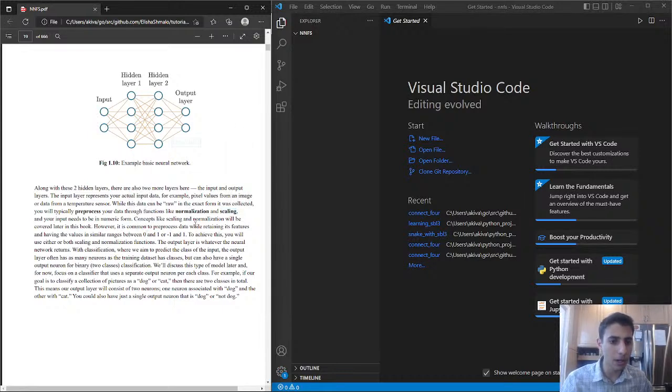So we want to pass in something between 0 and 1 or negative 1 and 1. Negative 1 and 1 also works. To achieve this, you will either use both scaling and normalization functions, so there are functions to do all this.